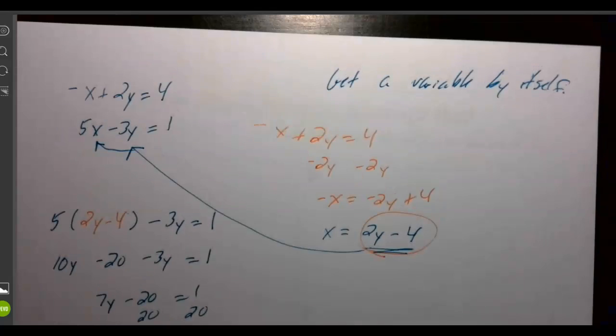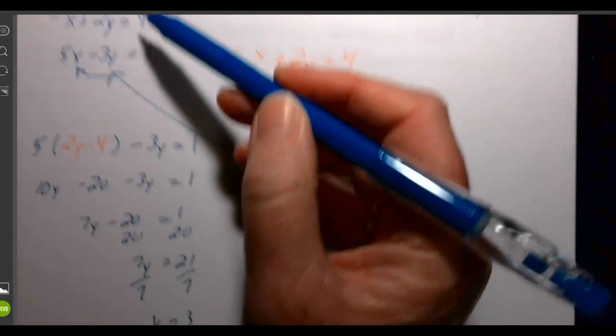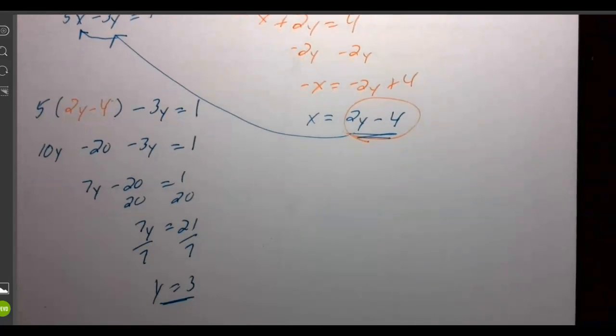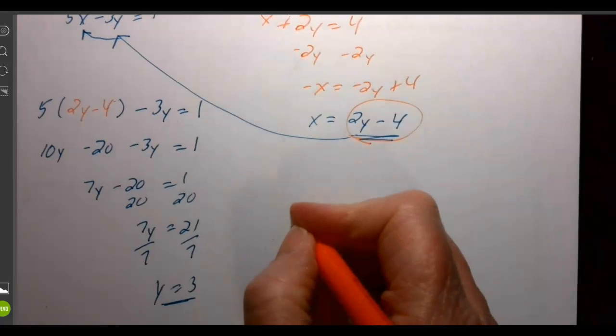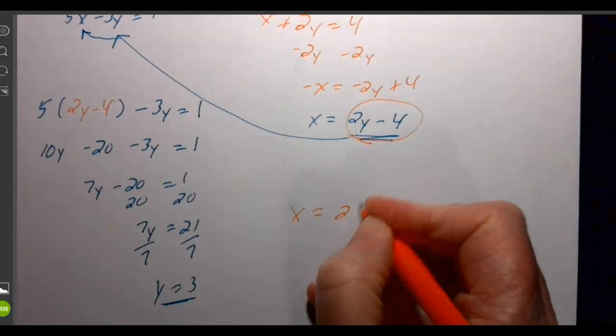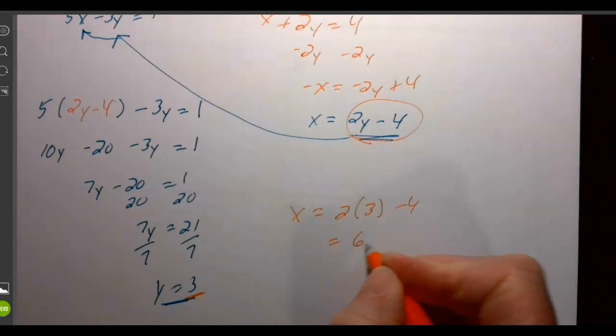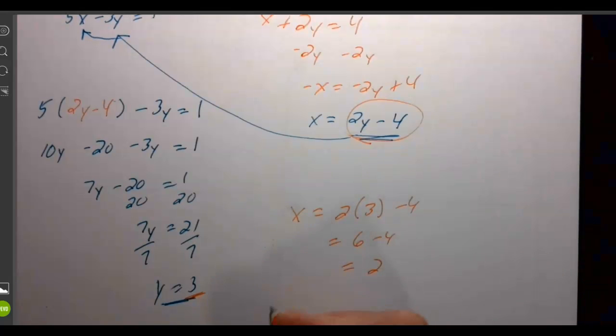We can plug this y value into our original equations. We can also plug it into this simple one right over here, which is what I'm going to do because it takes a little less work. So I'm going to plug in x is equal to 2 times y, which is 3. We just found that out. We get 6 minus 4, and we get 2. So we have our answer is 2, 3.